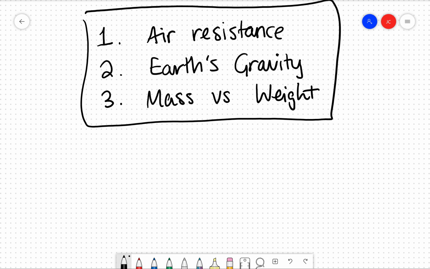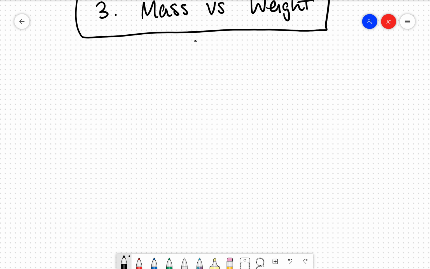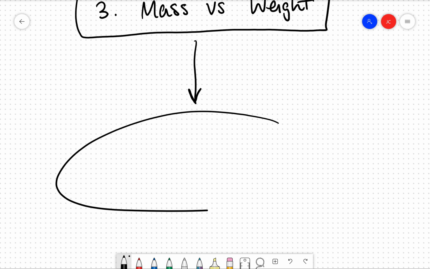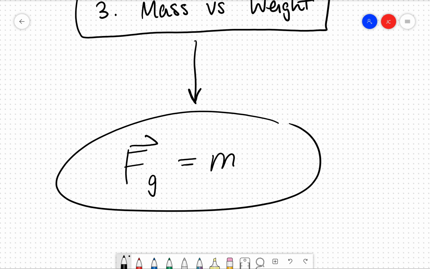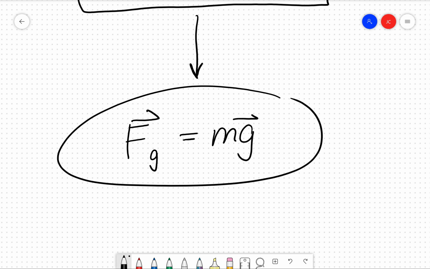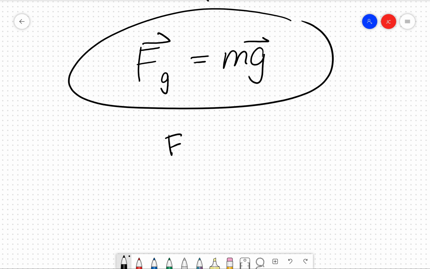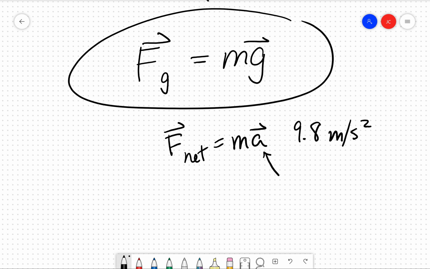Before we start any of this, there's just one generic thing I want to explain that's really relevant to all of them, and that is this formula. Force of gravity is equal to mass times gravity. And this is really just Newton's second law, force net equals mass times acceleration, where I put gravity, which is, if you remember, 9.8 meters per second squared, in as the acceleration.